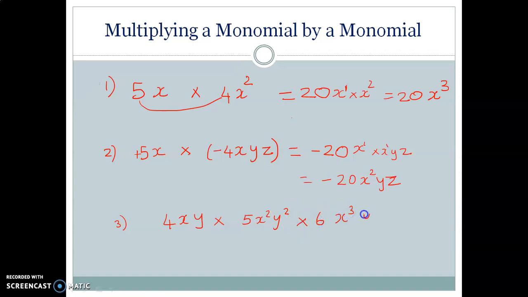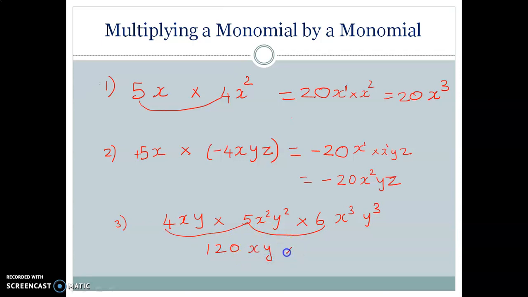6x cube y cube. Are you ready, children? So first multiply the numerical values. We have 5 4s are 20. 20 into 6, 120. Now I am going to write all the variables together.